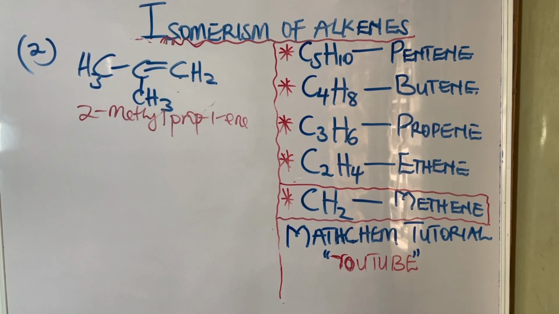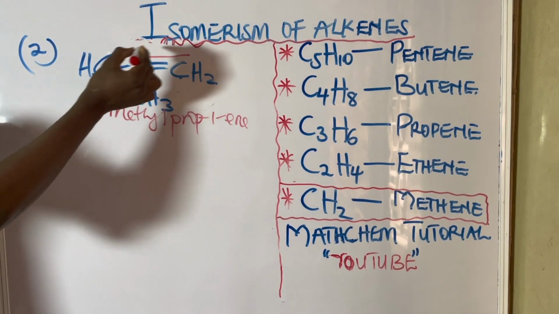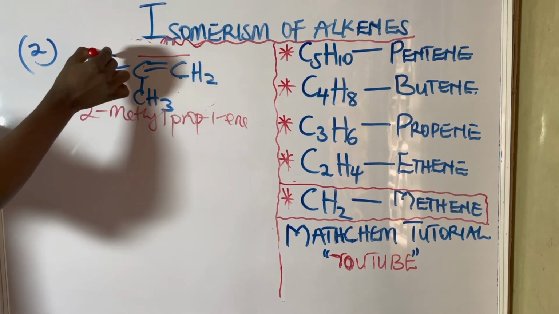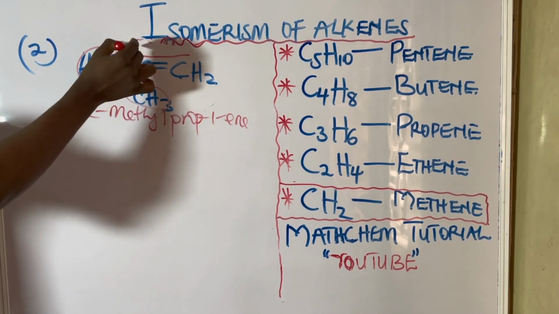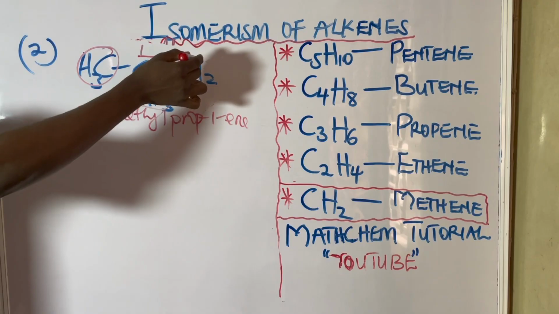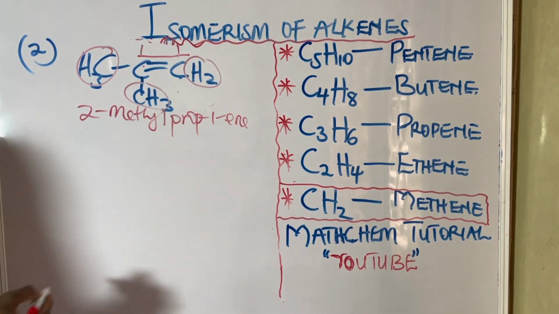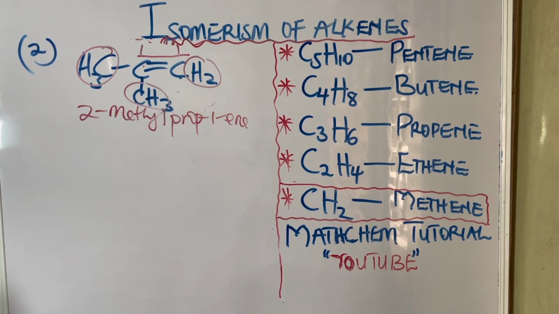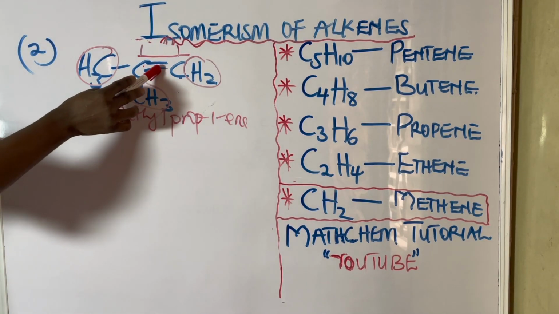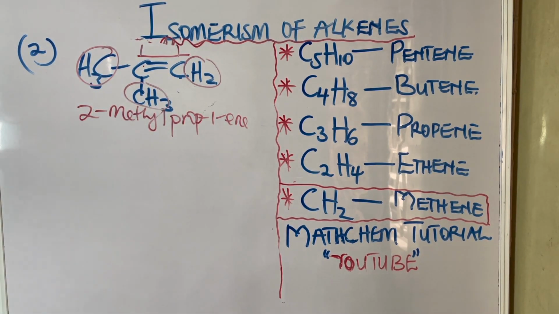So can I have cis and trans? Let's check. This carbon atom is attached to the same group, let me call it 1, and this carbon atom is attached to the same group, also known as 1. So there is nothing like cis and trans. And mind you, if I put this double bond here, from here, if I put it here, it will still give me 2-methylprop-1-ene as well, or 2-methylpropene. So that means I can't go around that structure again.